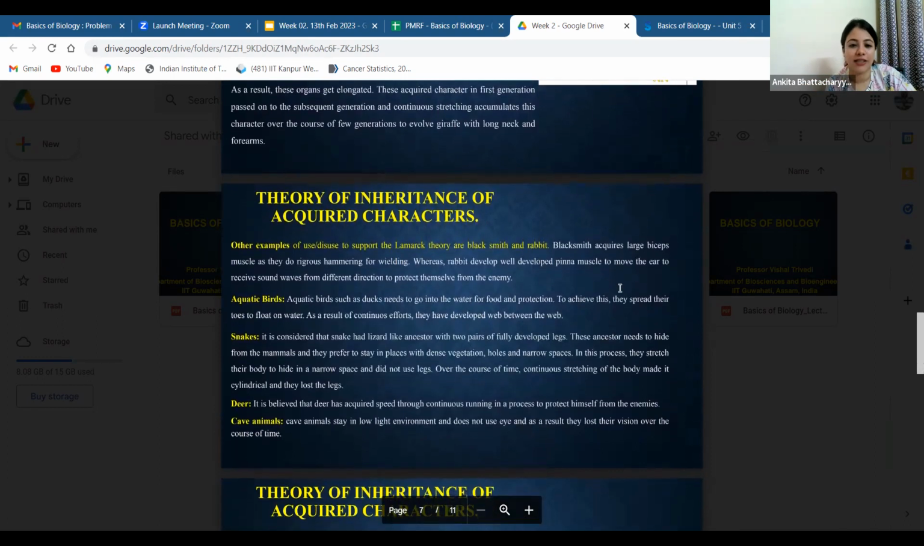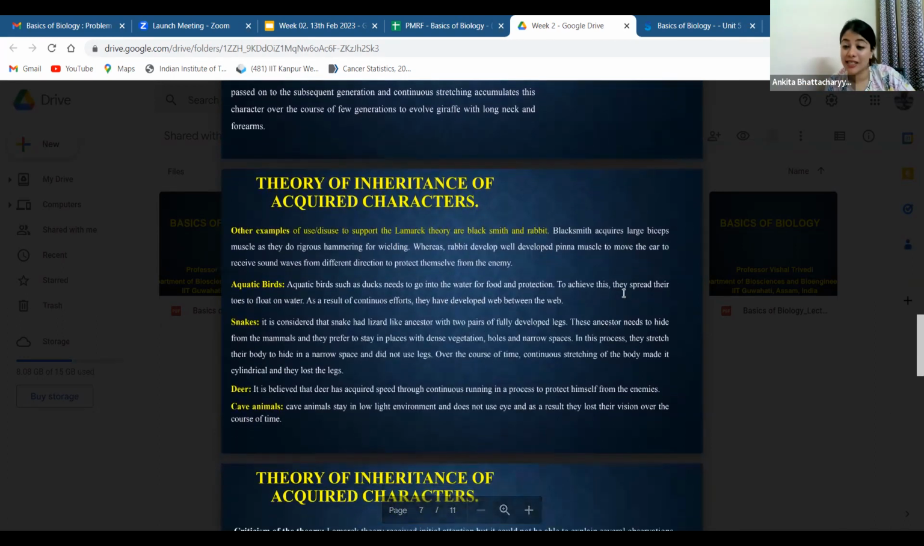He also gave several other examples about aquatic birds and how snakes have discarded organs they did not need, which in their case are legs, which are appendages.